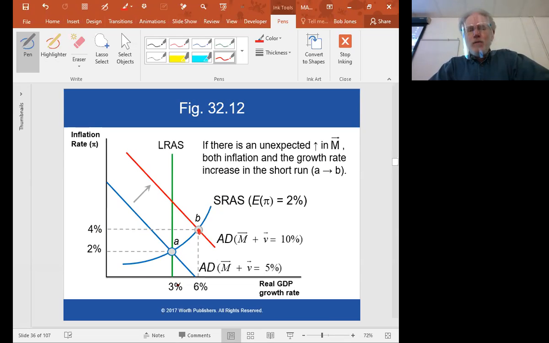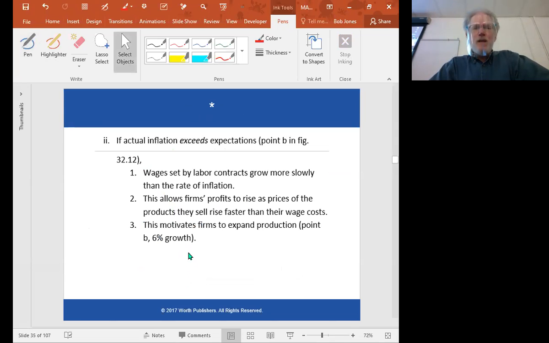Why is that going to affect how much output will be produced? Well, think about it like this. Wage rates, we're assuming, are going to be set by labor contracts. When you're working, you sign a contract.